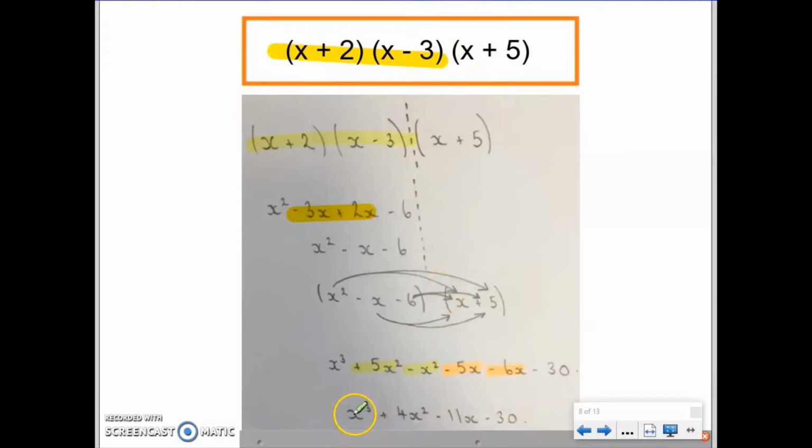As expected, I'm including an x cubed term, and that's what I would expect to find because there were 3 x's in my original question. So when I expand triple brackets, I would expect to see an x cubed in my answer. So whatever letter is contained in the brackets, you would expect to see it cubed in your final solution.